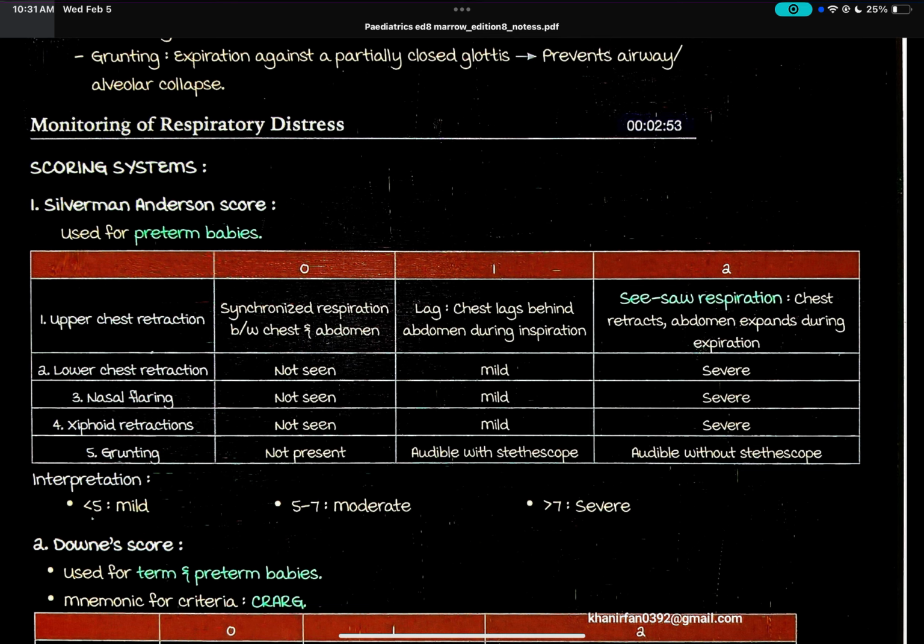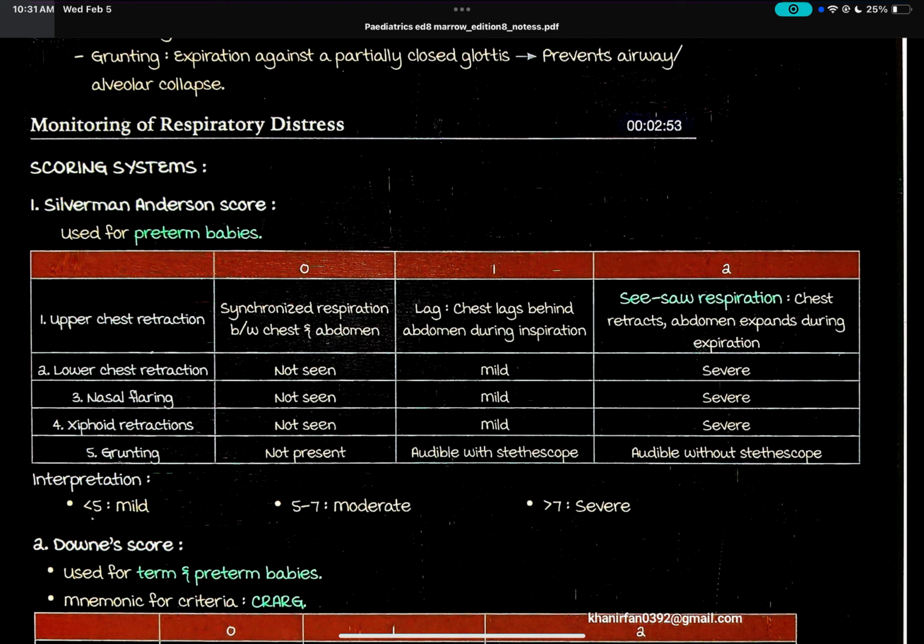Then we see the maximum score, 2. So seesaw respiration: the chest retracts and the abdomen expands during inspiration. That is seesaw. Your abdomen is expanding during expiration. That is the score 2.